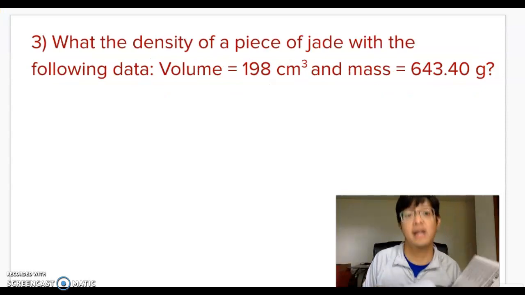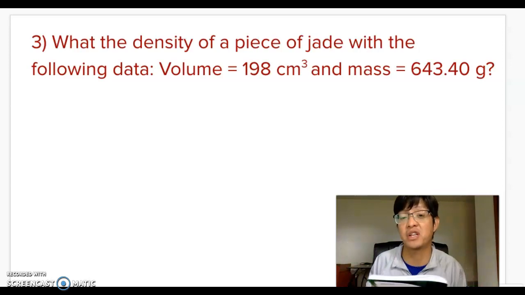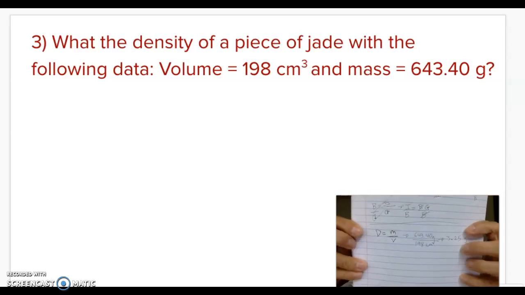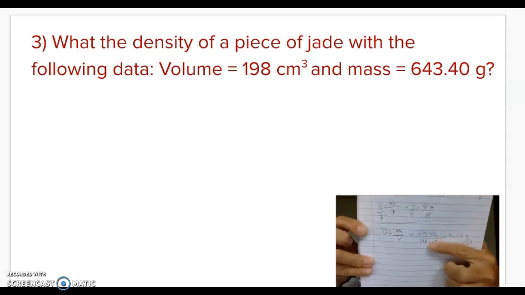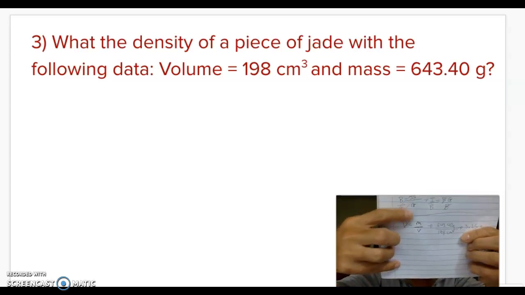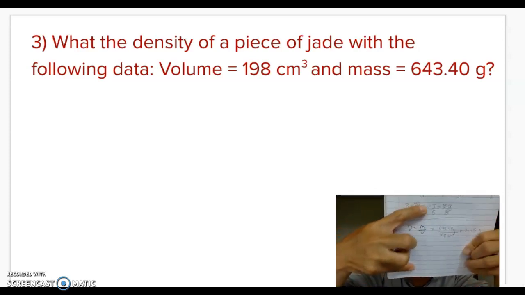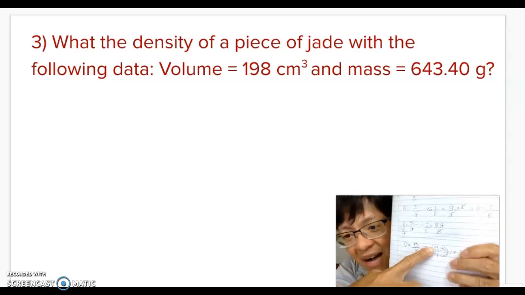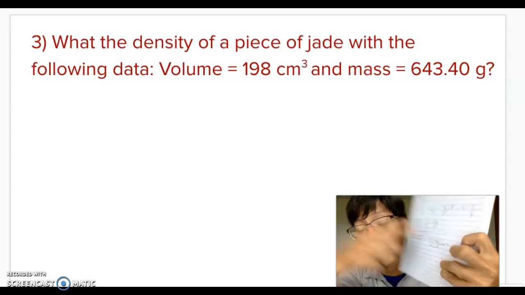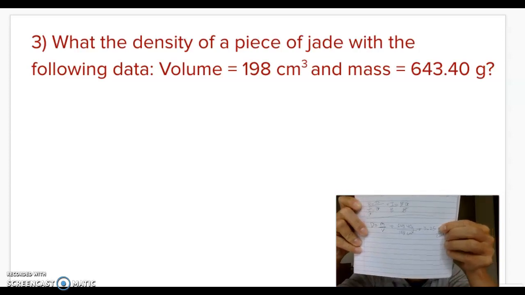So for number 3, all you have to do is plug it in. Since we're looking for density, the equation is already D equals by itself. So the equation is density equals mass divided by volume. Then I put in the mass on top. Sorry, getting used to it. Mass on top, sorry, and volume in the bottom. I punch it out on my calculator and it tells me 3.249. It was a long number.